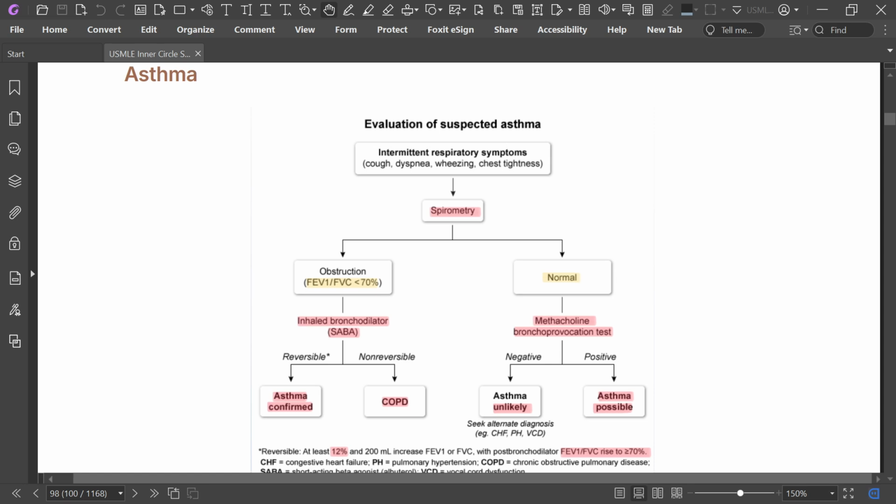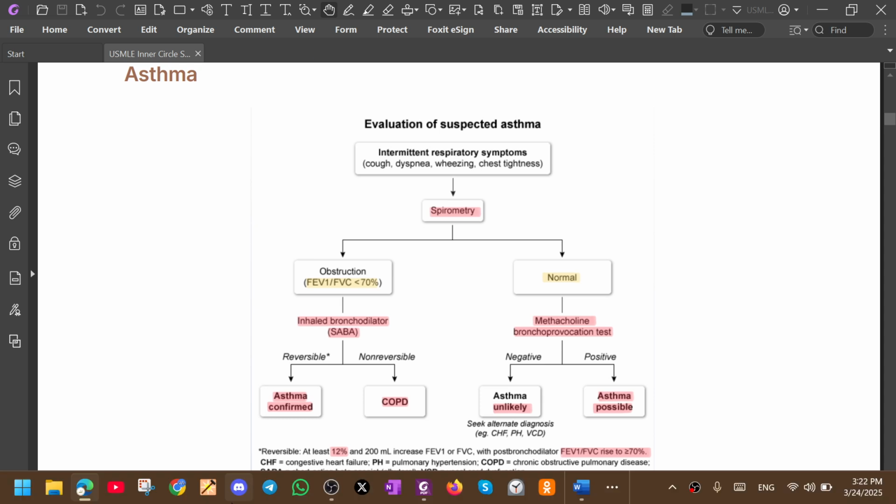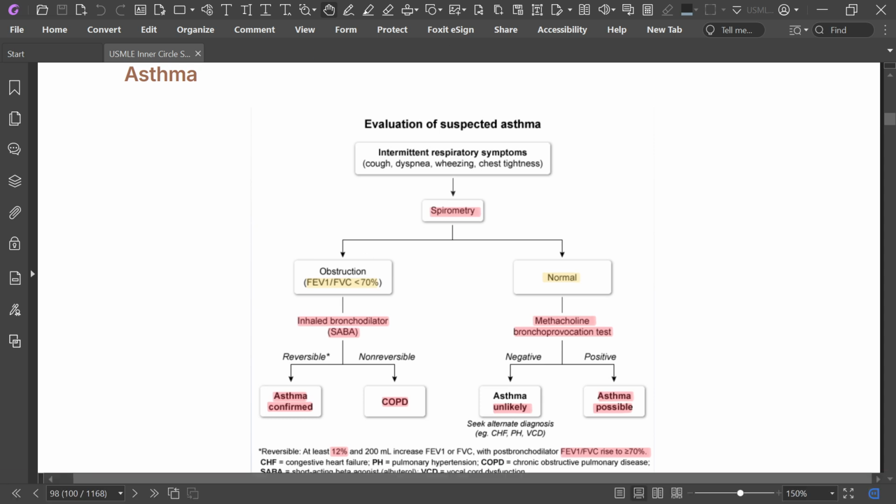And our topic is asthma. We know that asthma is a chronic disorder of the airways characterized by reversible airflow obstruction with bronchial hyperresponsiveness and underlying inflammation.